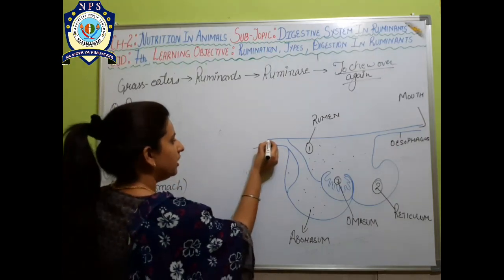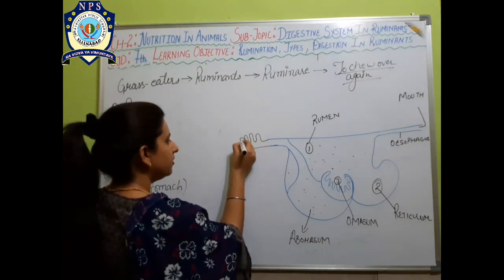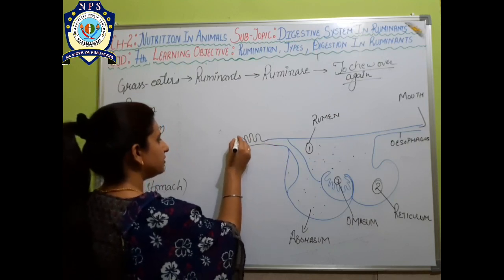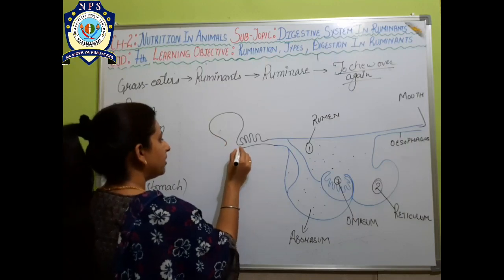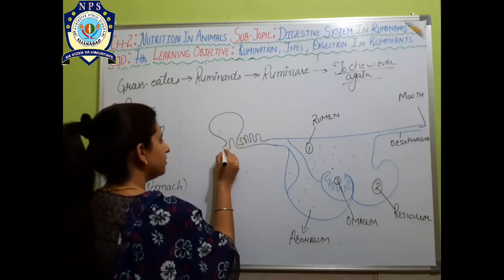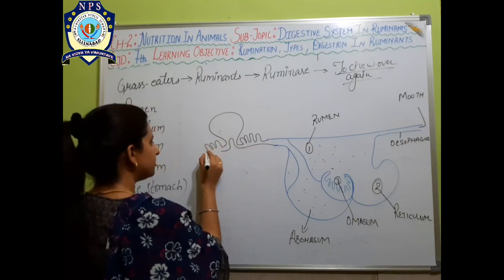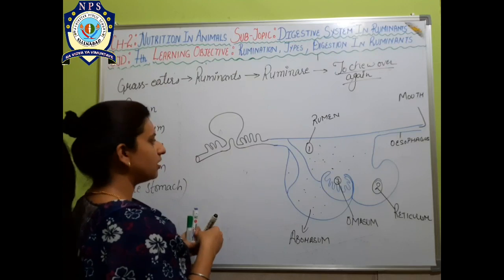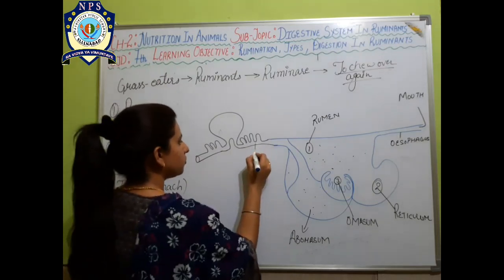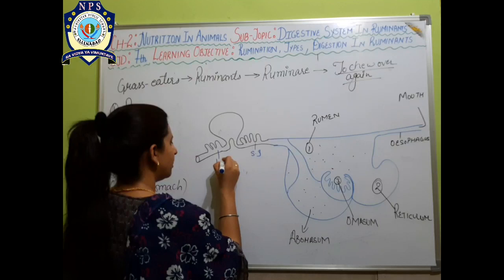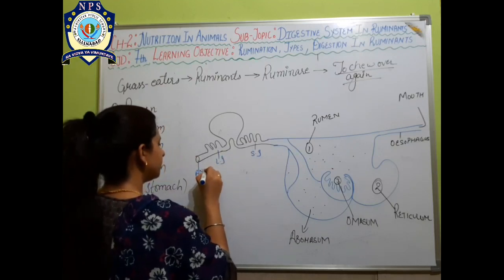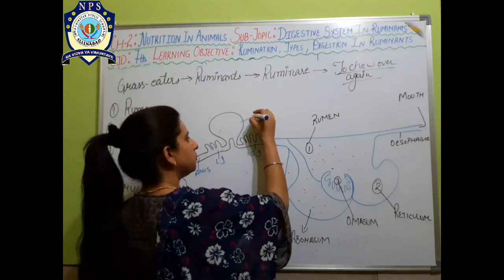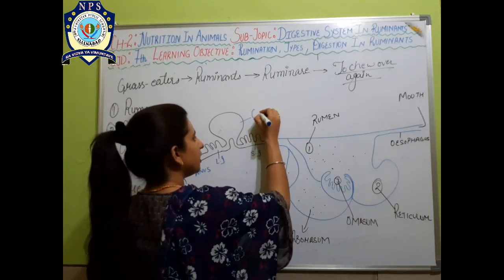Now this will lead to the small intestine, and here the cellulose digesting part is present, which is called the cecum. Again it will lead to the large intestine, and this is the rectum, and the rectum leads to the anus. So this is the small intestine, this is the large intestine, this is the anus, and this is a big chamber which is functional in case of ruminants, that is the cecum.